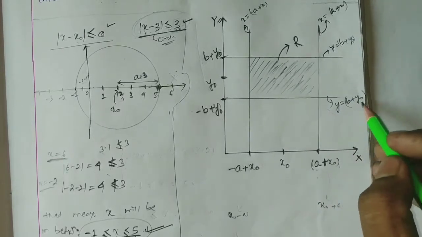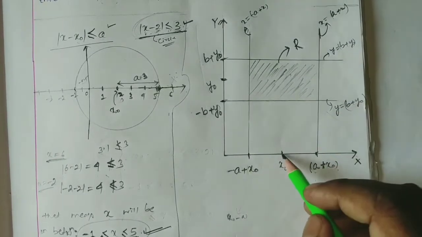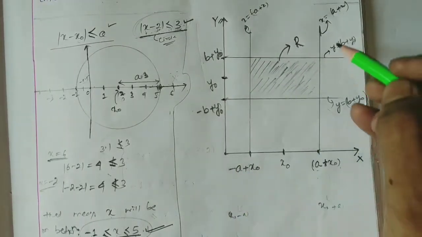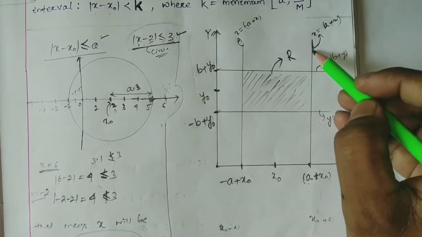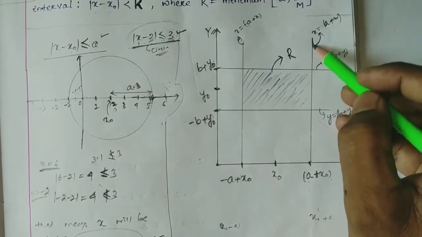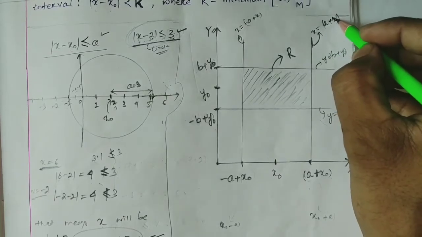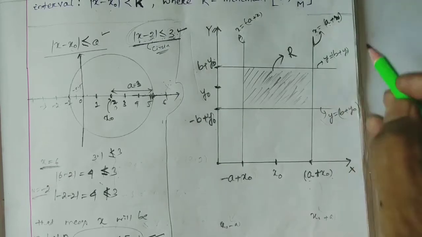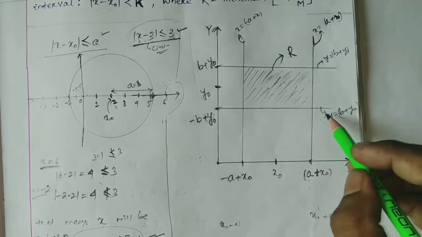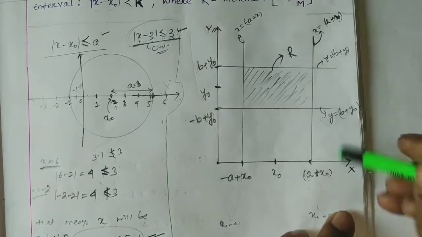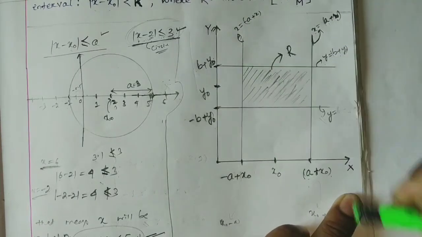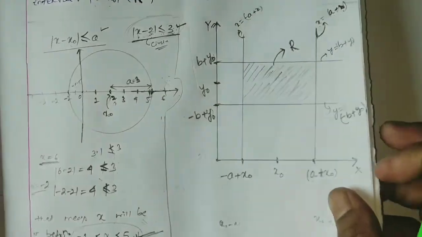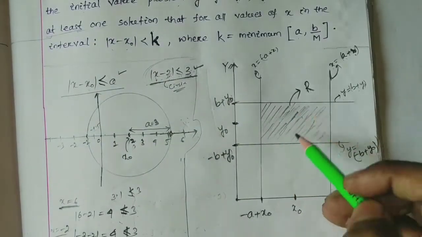If y0 equal to 0, suppose x0 and y0 both are at the origin, then the equation of this line will be x equal to a, because x0 equal to 0. Likewise, this one will be y equal to b, and this will be y equal to minus b plus y0.